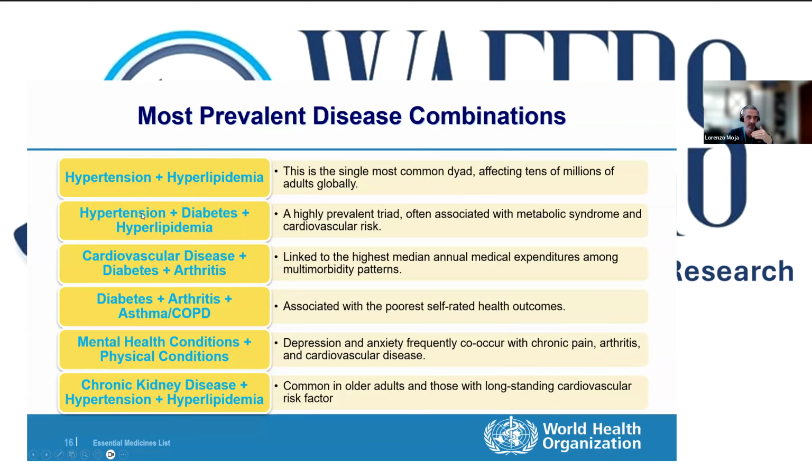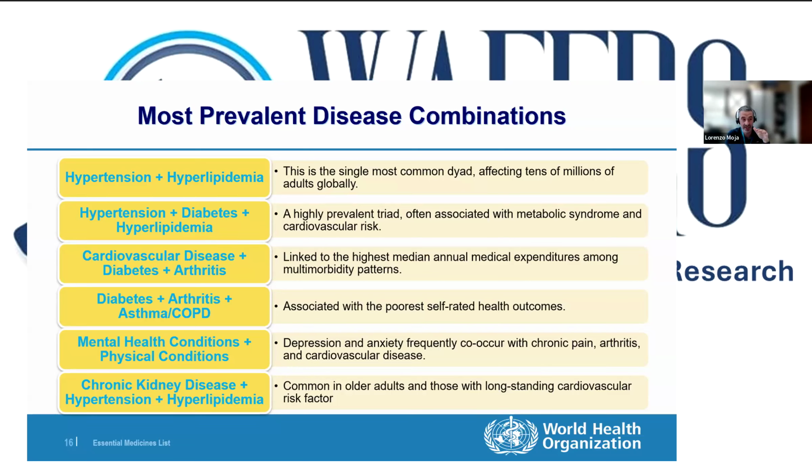So to the hypertension and hyperlipidemia, we add diabetes, right? That is a highly prevalent triad, often associated with the metabolic syndrome. And then we start to go to the next level, in which we have, on top of the cardiovascular diseases and diabetes, arthritis, right? Arthritis, psoriasis, these autoimmune diseases, right? And this is when the price to cover all the medicines also starts to be quite significant.